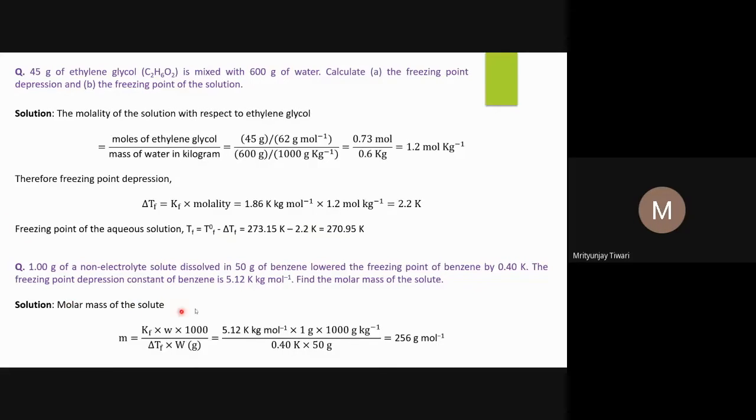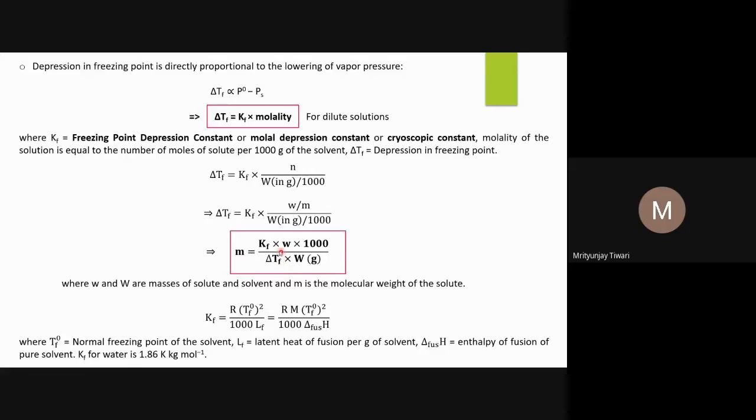Now let us see the next problem. 1.0 gram of non-electrolyte solute dissolved in 15 gram of benzene lowers the freezing point of benzene by 0.5 Kelvin. The freezing point depression constant of benzene is 5.12 Kelvin kilogram per mole. Find the molar mass of the solute. So the molar mass of the solute, the direct formula that we apply will be this one.